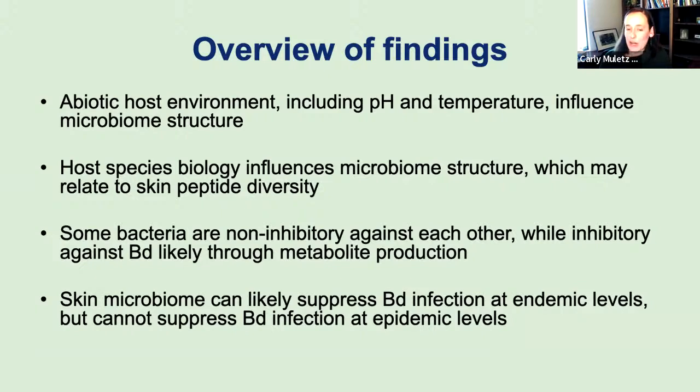And that some bacteria are non-inhibitory against each other, that they're having these positive associations, but they're inhibitory against BD, and this is likely through their metabolite production. And finally, that skin microbiomes can likely suppress BD infection at endemic levels, where there's selective pressure because the animal is not dying, and it's leading to a pressure to select for an important defensive microbiome. But at epidemic levels, it doesn't look like the microbiome can do it.